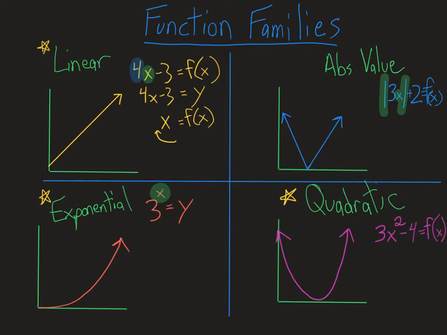The last type is quadratic, and those are created when the x is squared. And when x is squared, you get this U shape. And notice it's not the same as the absolute value. Absolute value is like a V that comes down and goes straight back up. The quadratic is a U shape that curves, called a parabola.